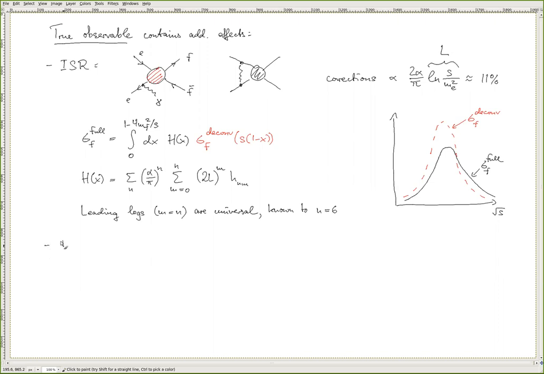Good, so another issue we need to deal with are backgrounds. And this was kind of alluded to last time too. Backgrounds come basically from any physics process that looks indistinguishable in our detector, but doesn't involve the Z boson that we are interested in. So it could come from photon exchange in the s channel. It could come from other diagrams where we actually don't have a single particle in the s channel. So for instance, it could be box diagrams like this.